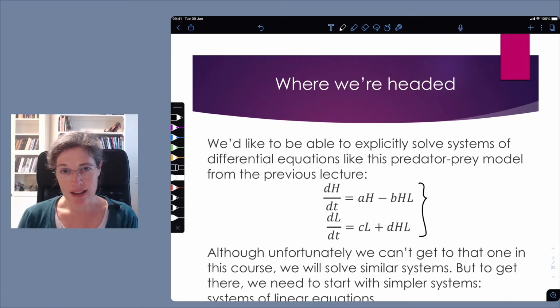But in order to get there, we need to look at some simpler systems, which are systems of linear equations, which is going to give us some of the techniques that we need in order to solve our systems of differential equations. But it turns out that systems of linear equations are super interesting and incredibly useful across science in their own right. So it kind of makes sense that we're going to do them anyway.